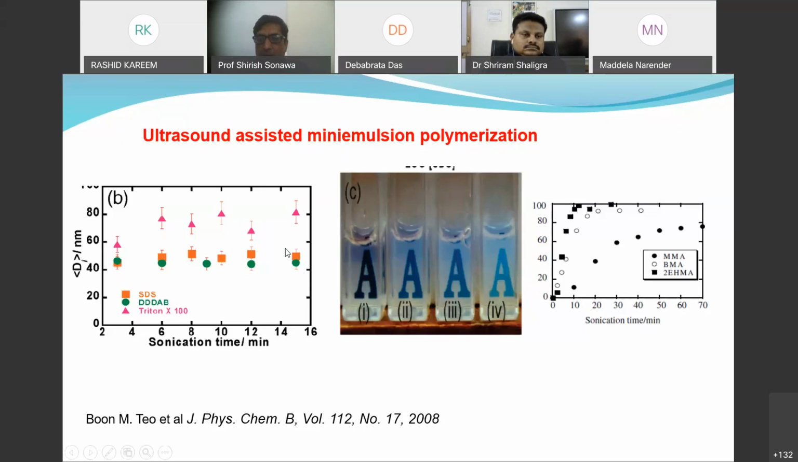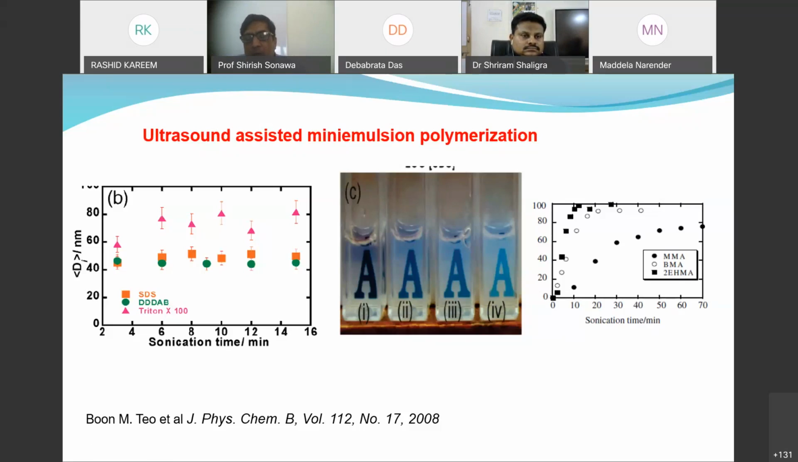Now, as I explained earlier, you can see MMA, BMA, and ethyl hexyl methacrylate. These are the three monomers. Of these three, ethyl hexyl methacrylate is more hydrophobic in nature, and because of that, it comes closer to the cavities, and because of that, you will form latex with more molecular weight. Methyl methacrylate is more hydrophilic in nature.